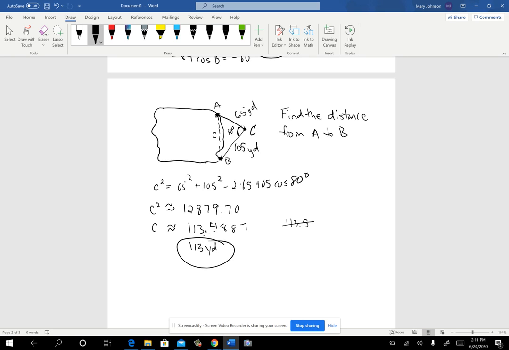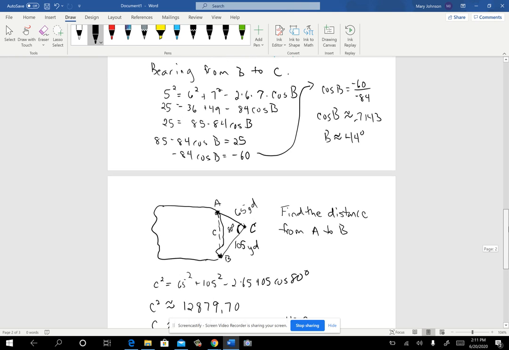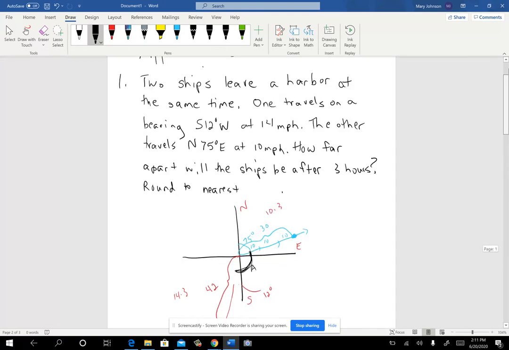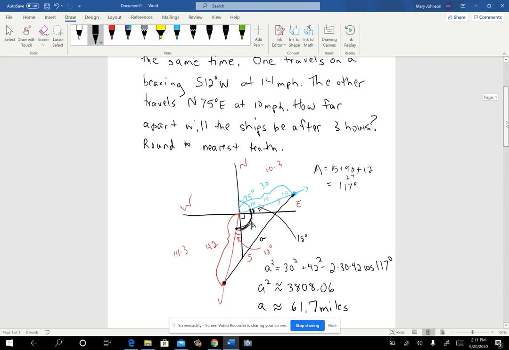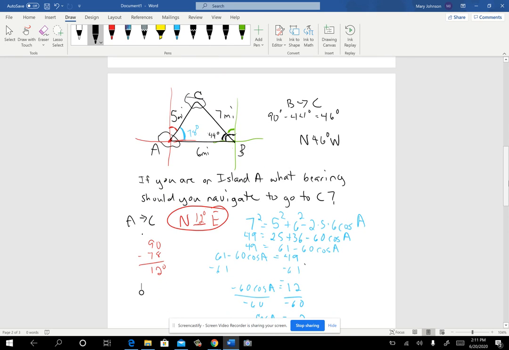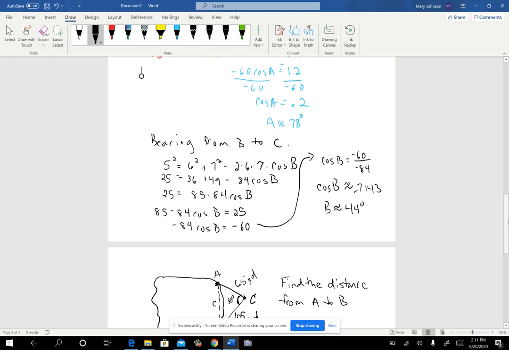So I just wanted to share a couple of application problems from the law of cosines. You'll see some in your homework. Hopefully that'll help you. And I know bearing problems can sometimes be a bit tricky. Okay, go ahead and number these.